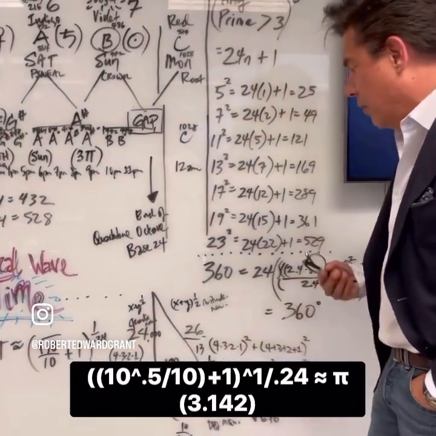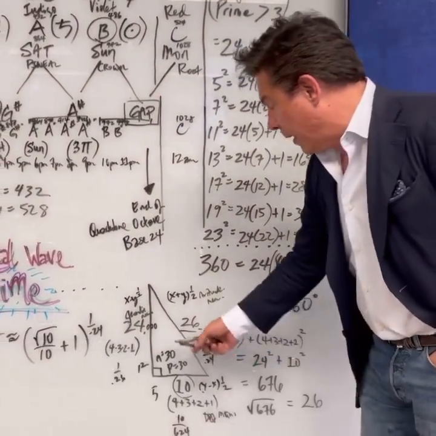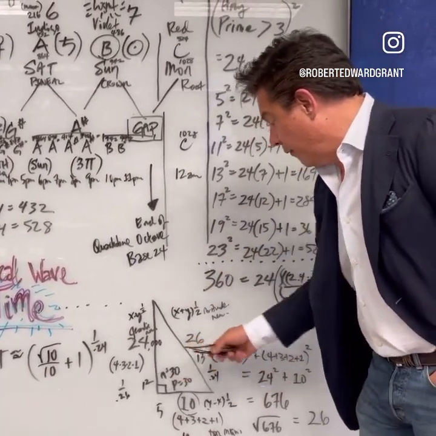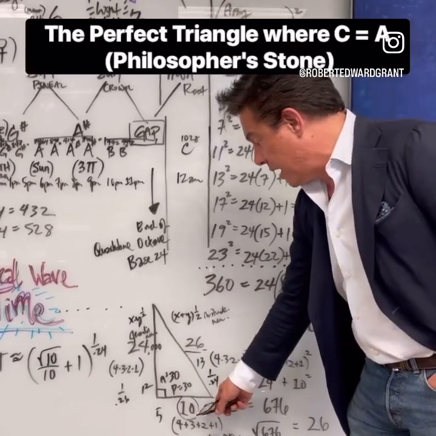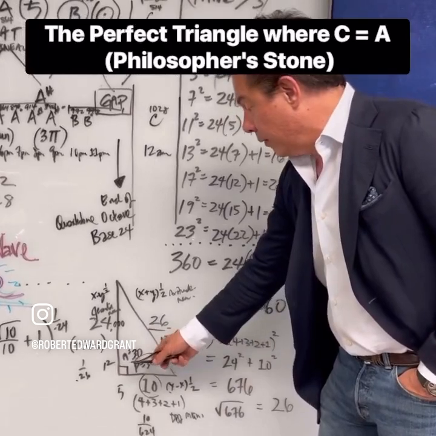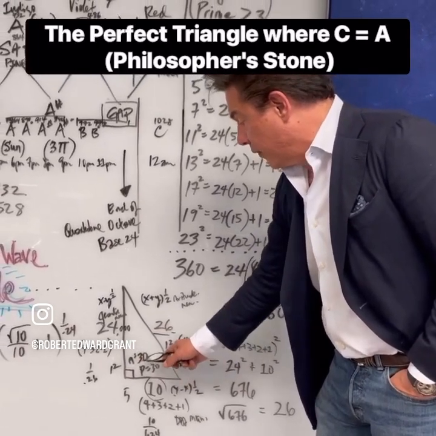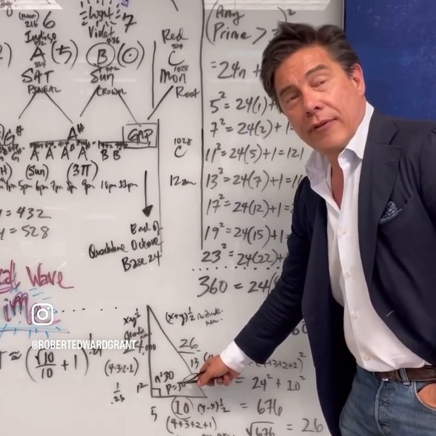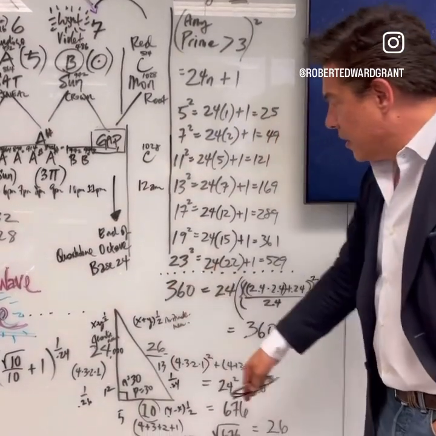So there's something really significant here, and it relates back to this perfect triangle. The perfect triangle is a 5, 12, 13 triangle, which could also be expressed as a 10, 24, 26 triangle. And that's the only triangle in the 5, 12, 13 family that will give you a perimeter and an area that's equivalent, at 30. So there's something very significant about this 24.